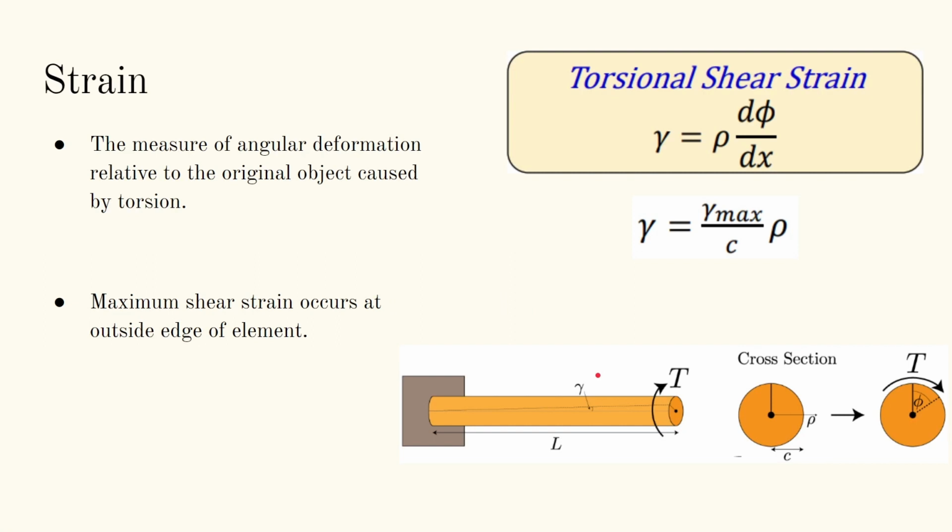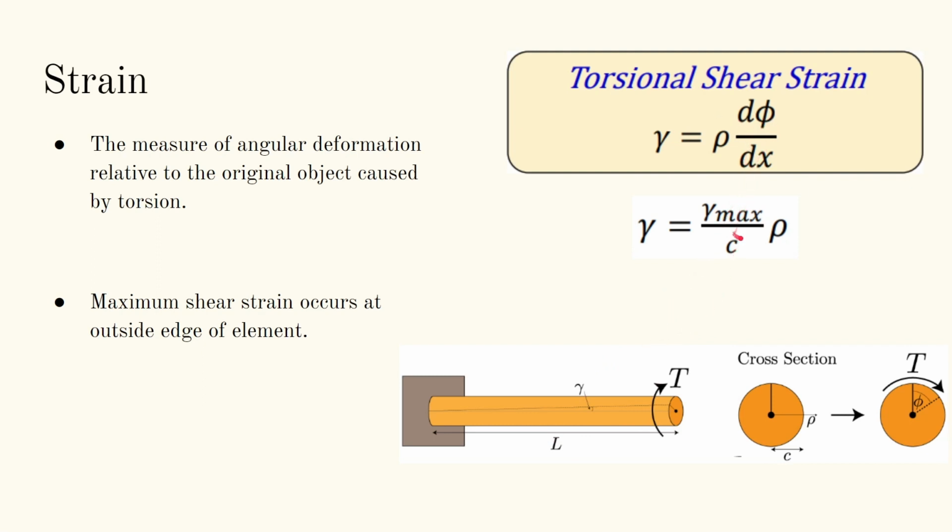Next, I'm talking about stress and strain. So strain measures angular deformation caused by torsion. Strain is dimensionless, and it measures the ratio of angular deformation to the total length of the object that is undergoing torsion, and the maximum shear strain is going to occur at the outside edge of the object. So here's the equation. The shear strain is going to be the radial distance multiplied by the derivative of the angle of twist over the length of the object, which is x.